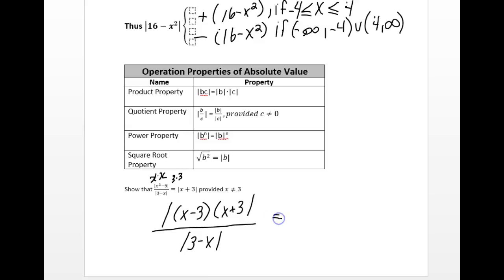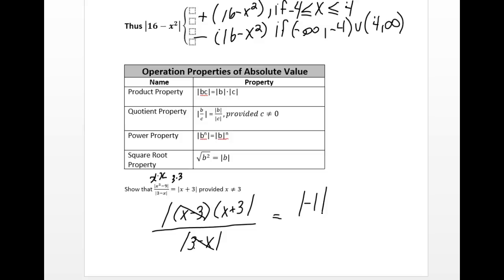Okay, so usually we can cross off things that are the same. What happens when we cross off things that are opposites? Yeah, you cross off and you get a negative 1. So this guy and this guy can cross off because they're opposites. The x was positive in the top, but he's negative down here. The 3 was negative in the top, but he's positive in the denominator. So those are opposites. So they cross off and they become a negative 1.